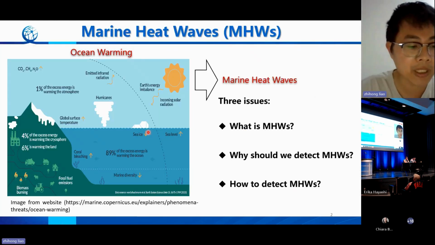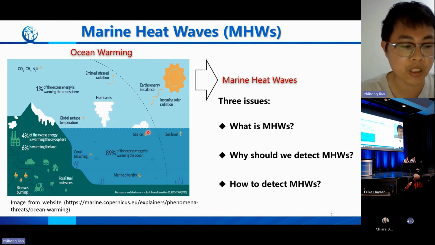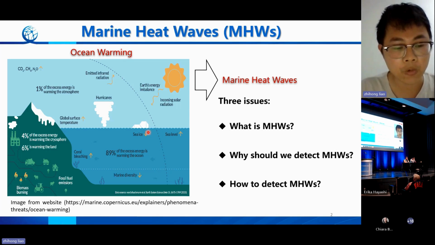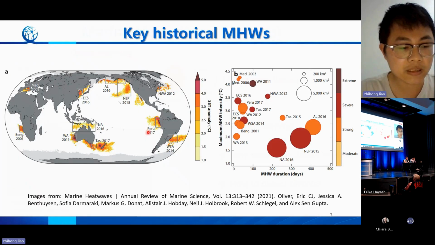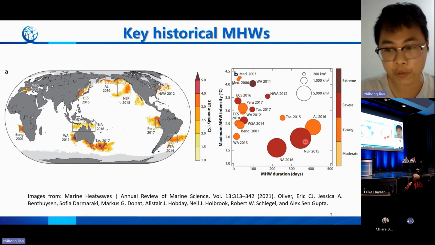As we all know, marine heat waves occur because of the ocean's warming. To learn about it, we are facing some issues: what is a marine heat wave, why should we detect it, and how to detect it, because it's a key problem. This slide shows the key historical marine heat waves over the last 20 years. They have occurred in all areas of the global region, and in recent years we can see the affected areas have become larger than before.